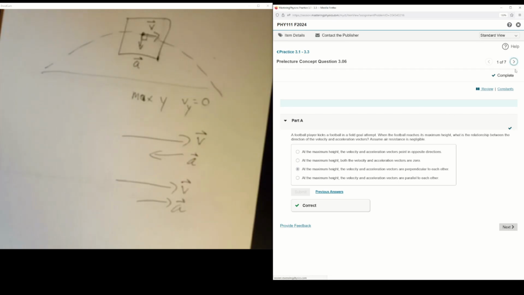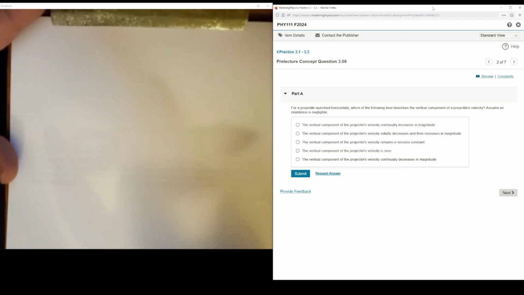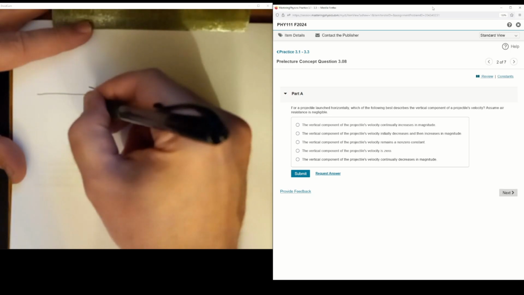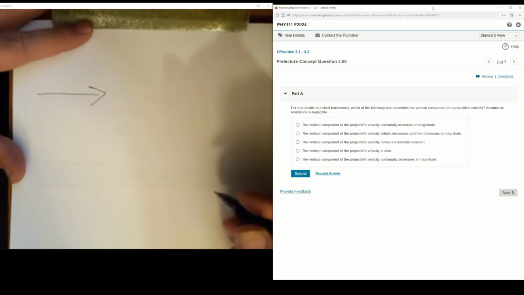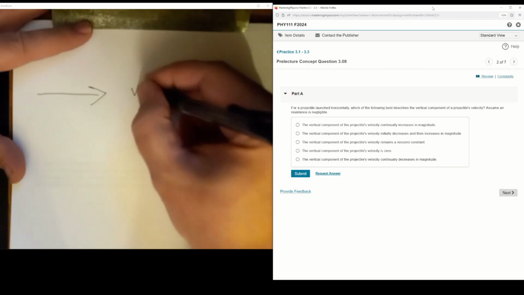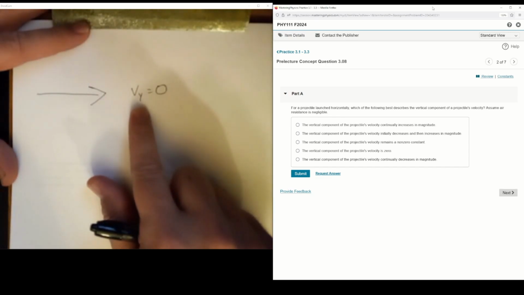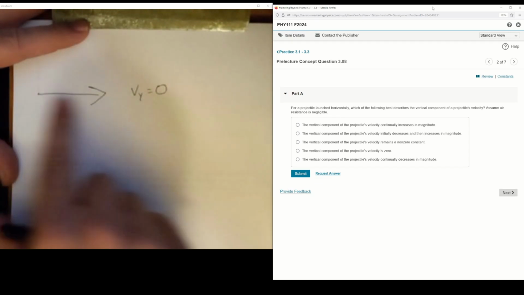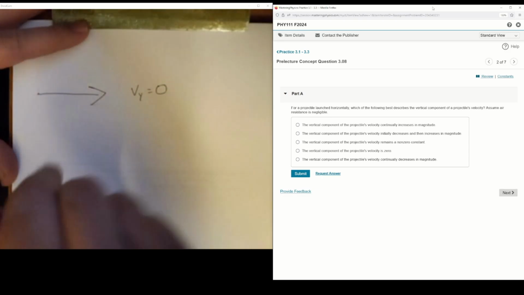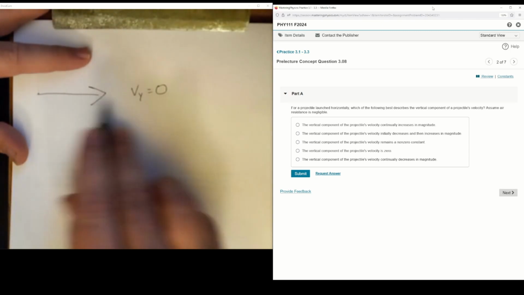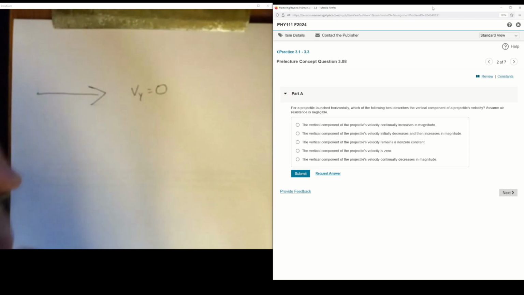Check out the next one. All right, checking out number 2, a projectile launched horizontally. So there's our projectile launched horizontally. Horizontally means it has no vertical component. So the velocity in the y direction, up or down, must be 0, at least initially, because they don't tell us if it's being shot along the floor or off the table or something. But for it to move horizontally means there's no velocity going up or down, otherwise it would move up or down. So let's see what choices we got here.